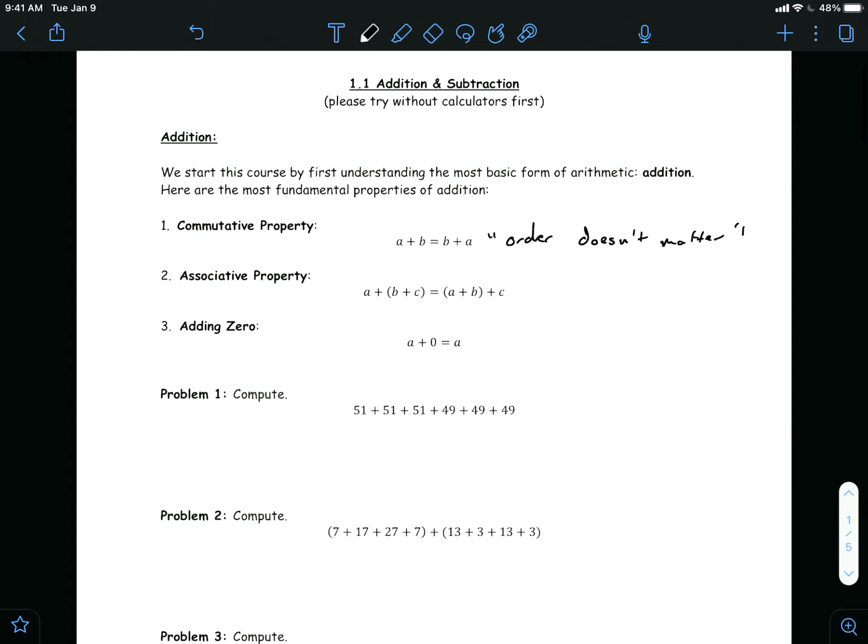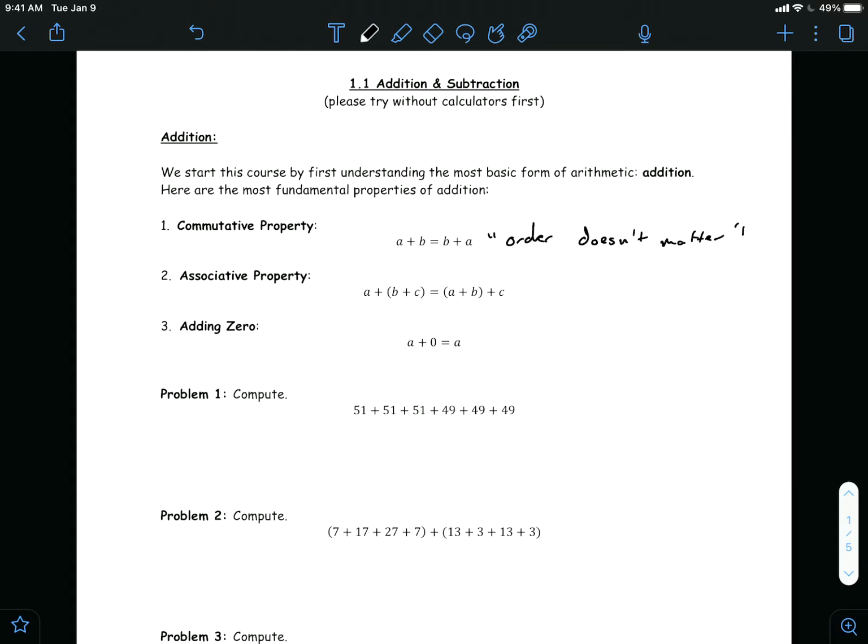Does that make sense? It's kind of order doesn't matter, the same kind of wording, right? What about adding 0? If you add 0, nothing changes, right? So that's a relatively straightforward one. Now, what about something like this? If I just give you a problem, like compute, what's going to happen? There's a difficult and a less difficult way to do this.